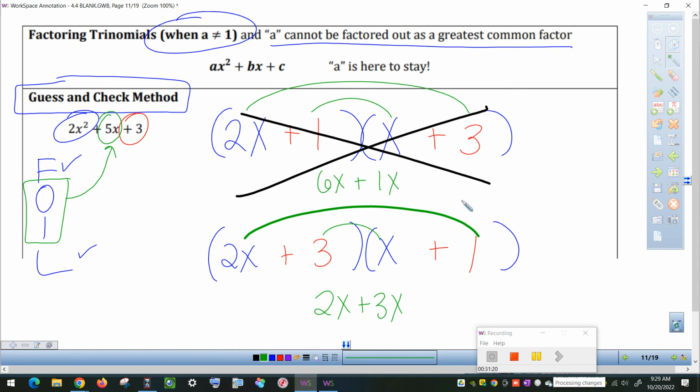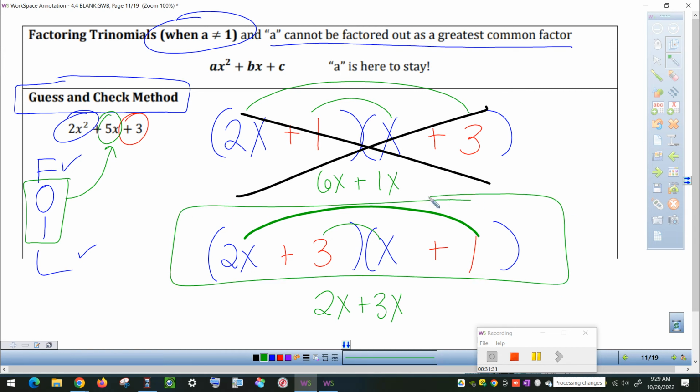And so this is going to be our final answer through guess and check, 2x plus 3 multiplied by the quantity x plus 1. And you can always FOIL this out to get this to work.